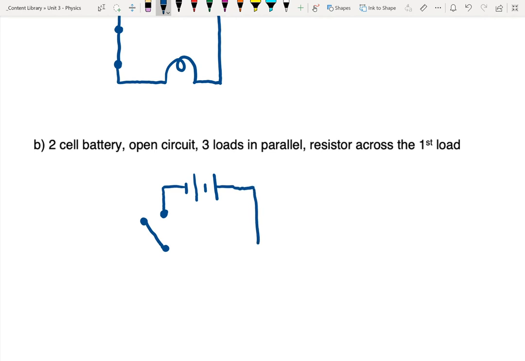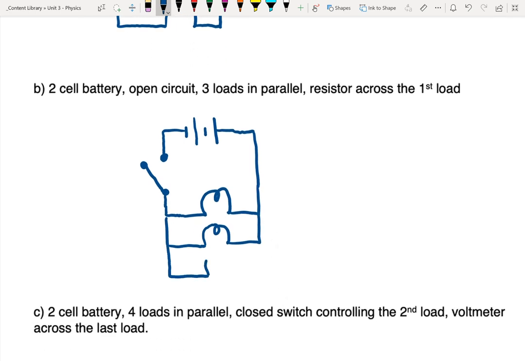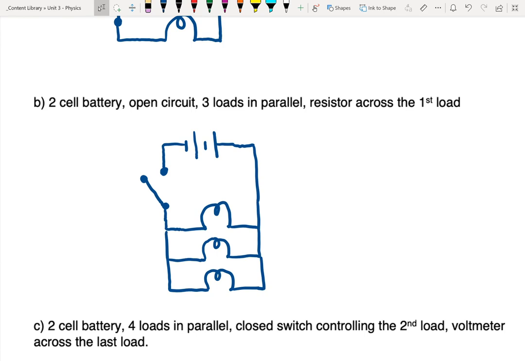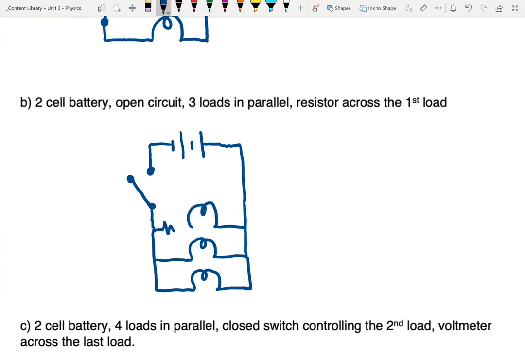And we have three loads in parallel. So we're going to have one load. Parallel means that we have multiple pathways. So there's one load that's in parallel, there's another load that's in parallel, and there's finally a third load that's in parallel. And we need to have a resistor across the first load, so we're going to have a resistor in front of the load. So we have a resistor, we have our load, we have everything included, and we have our electrons flowing from the negative end to the positive end. So that is example B.